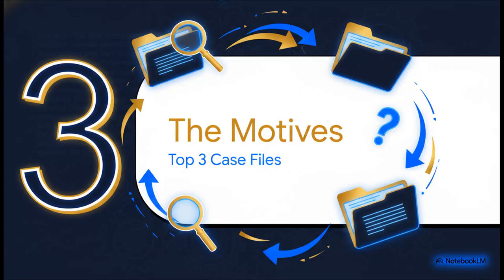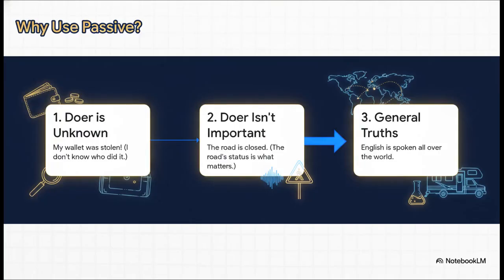All right, detective. So now we know how it works, but we still need to figure out the why. In any investigation, you've got to find the motive, right? So let's open up our top 3 case files on why people use the passive voice. Okay, case file number 1. The doer is a total mystery. They're unknown. This is your classic, my wallet was stolen. We have no idea who did it, so of course the focus is on the wallet.